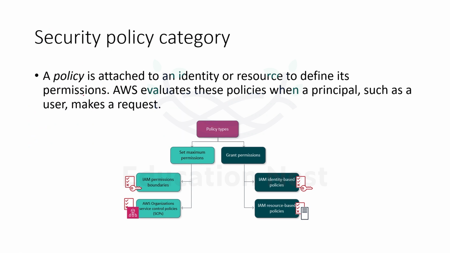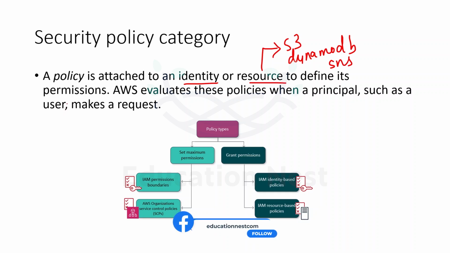So what is a policy? That is our first question. A policy is attached to an identity, or it can be attached to a resource. What are resources? The services of AWS like S3, DynamoDB, SNS, anything can be a resource. A policy defines its permissions, that is, what kind of permissions or authorizations we want to give.